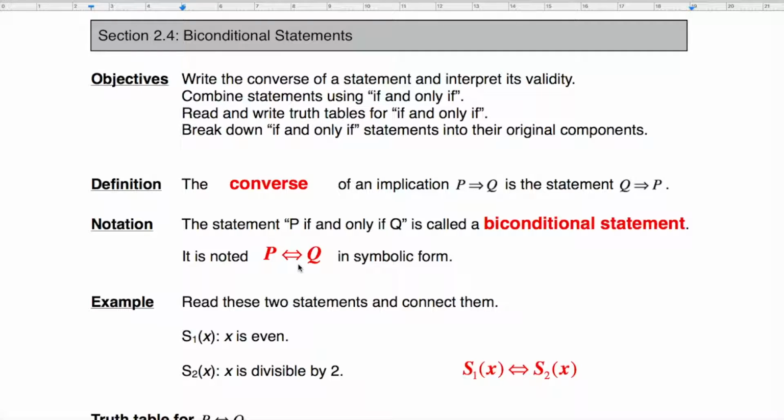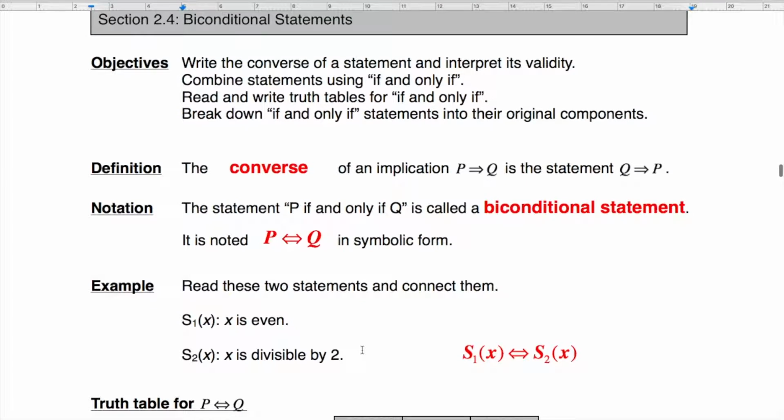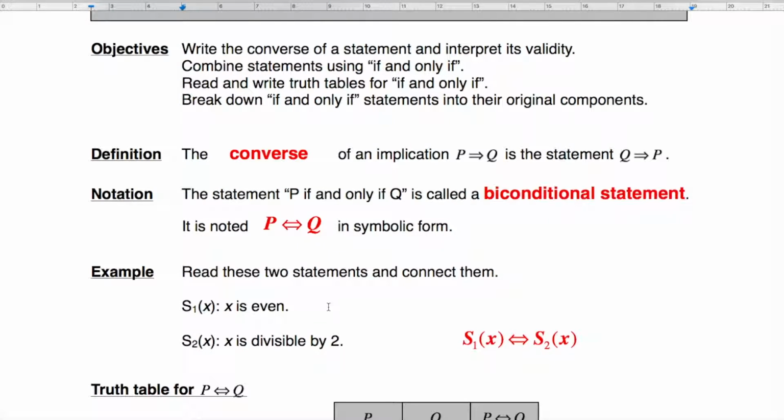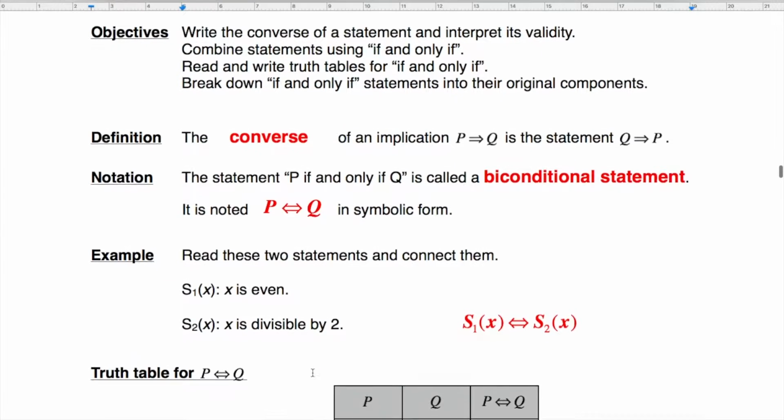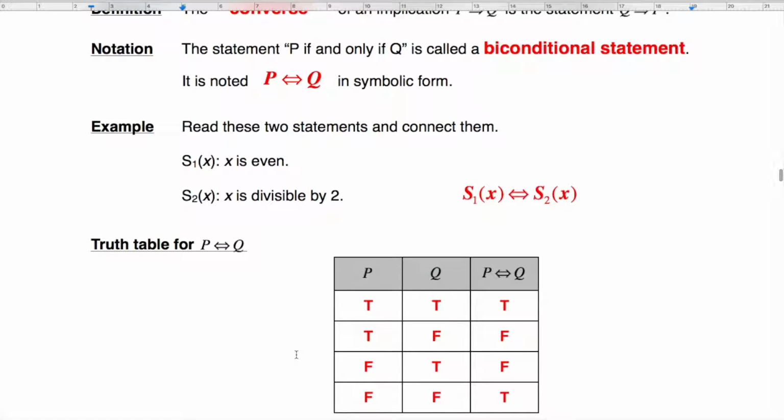So here's a simple example. Read these two statements and connect them. Statement 1, x is even. Statement 2, x is divisible by 2. We can clearly see that these mean the same. So how are we going to connect them? S sub 1 of x if and only if S sub 2 of x. So this example will be helpful in building the truth table for P if and only if Q.